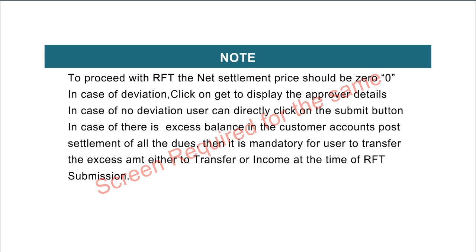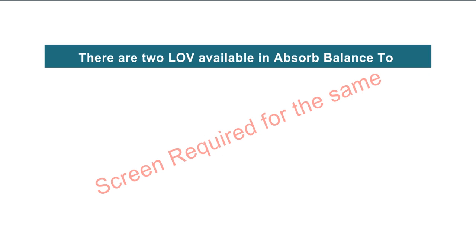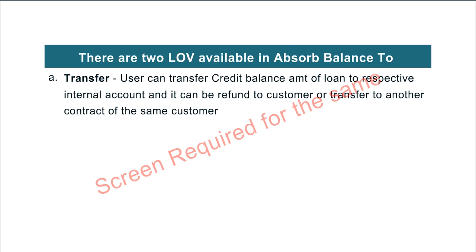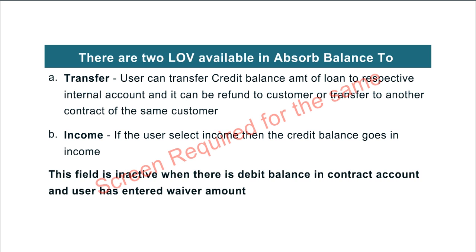In case there is excess balance in the customer account post settlement of all the dues, then it is mandatory for the user to transfer the excess amount either to transfer or income at the time of RFT submission. There are two LOB available in Absorb Balance 2. Transfer. User can transfer the credit balance amount of the loan to the respective internal account and it can be refunded to the customer or transferred to another contract of the same customer. Income. If the user selects income, then the credit balance goes to income.